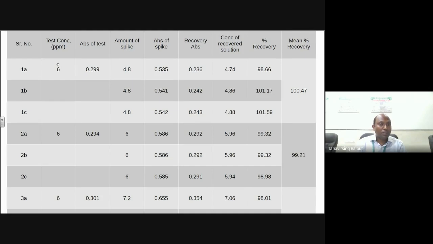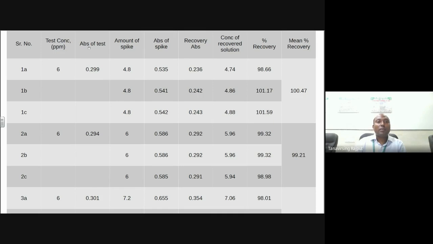That is 6 ppm, and 80% of 6 ppm is 4.8. Means in those 3 volumetric flasks, we add 6 ppm of our test solution, or the tablet solution. And then in that 6 ppm tablet or sample solution, we spike our pure drug. How much? 80%. Means 80% of 6 is 4.8 ppm. Then in each volumetric flask, we add 4.8 ppm of our pure drug.